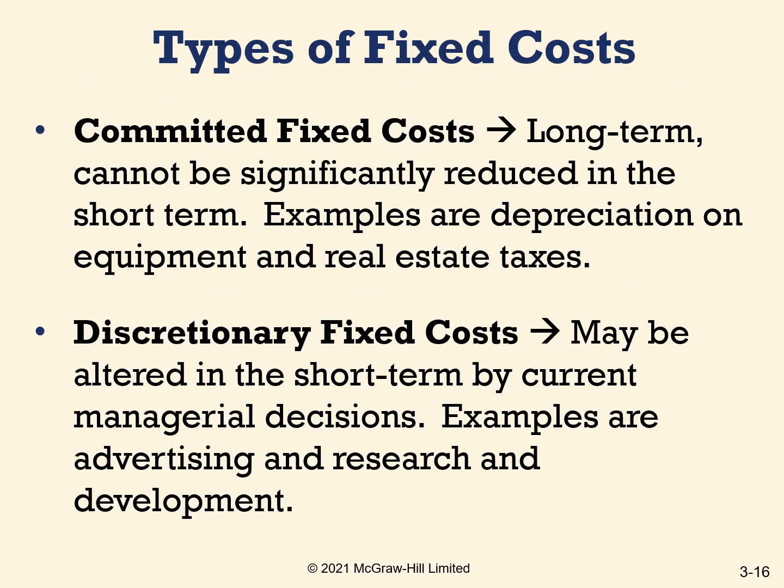So we have two different types of fixed costs to look at. The first being our committed fixed costs. These costs are long-term and they cannot be significantly reduced in the short term. Examples of these are depreciation on equipment and real estate taxes. So if you think about that, we incur depreciation when we buy a capital asset such as a new factory machine. Instead of expensing it when we buy it, we will depreciate it over its useful life.